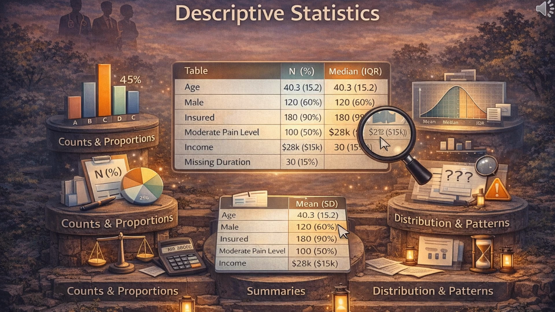A common convention for categorical variables is to report n (%), where n is the count in the category, and percent is the percentage within the relevant denominator. This works well for baseline tables and subgroup description because it shows both magnitude and proportion. The key is to define what the percentage is out of.